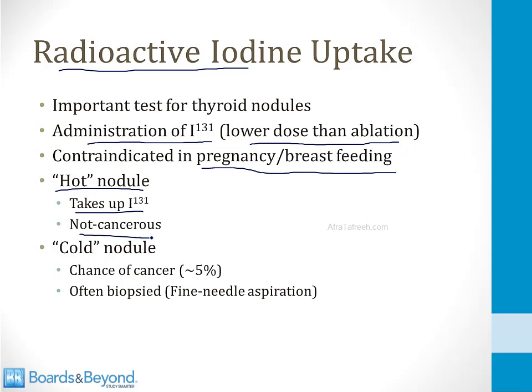Toxic adenomas, as we said on the last slide, are producing lots of thyroid hormone. They are functioning independently of TSH, so they will take up lots of the iodine 131 to put it into thyroid hormone, and they will appear as a hot nodule on imaging. Cold nodules, on the other hand, may be cancer. There's about a 5% chance of cancer in cold nodules because many cancers do not take up iodine. So when you find a cold nodule, you have an increased worry that that nodule may be cancerous, and these are often biopsied with fine needle aspiration to look for cancer cells.